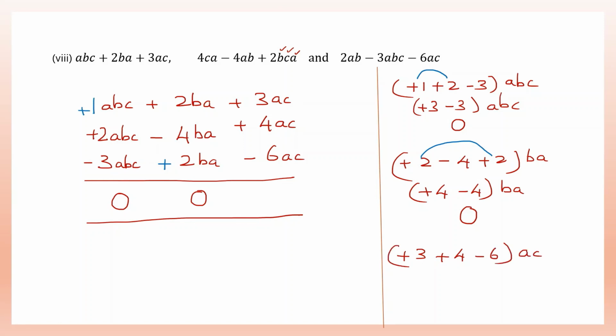Okay, next one, plus 3 plus 4 minus 6 AC. Add up the numbers with the same sign. So I get plus 7 minus 6 AC. When signs are different, put the sign of the bigger number and subtract. 7 minus 6 is 1 AC. So my answer is plus 1 AC.